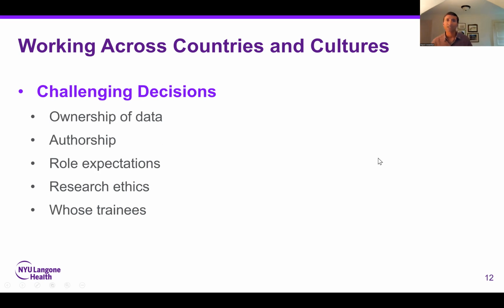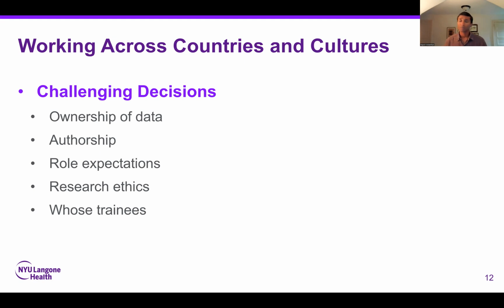There are then challenging decisions that need to be made and addressed in the context of working across countries and cultures. Who owns the data? If the research, let's say in my case, is taking place in Kenya, but NYU in the United States is the prime institution, and the sponsor is the NIH, who owns that data? Is the data controlled and managed locally at the Kenyan level? Is it managed and controlled by us in the United States? And if so, which entity, et cetera? So those challenging decisions need to be addressed and navigated, again, in a responsible manner.